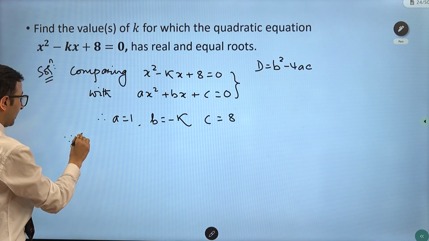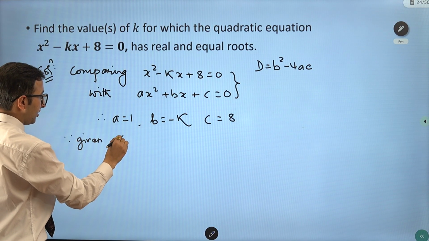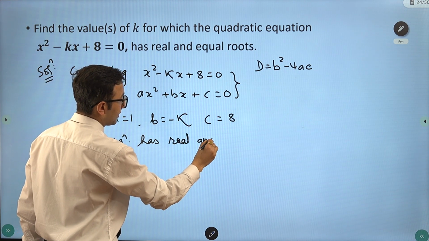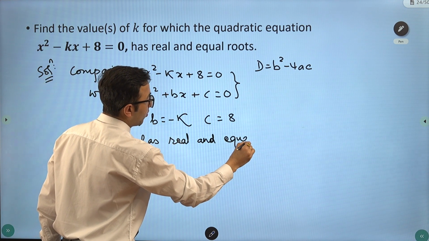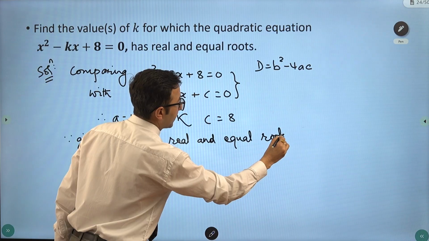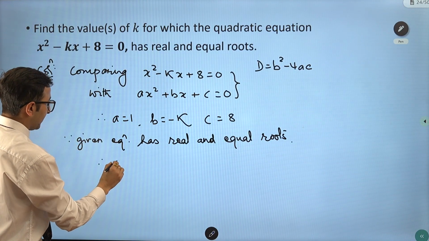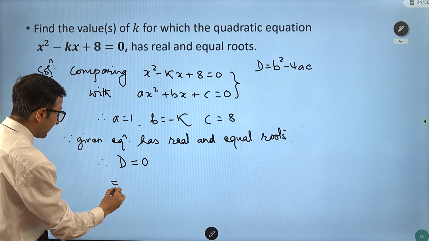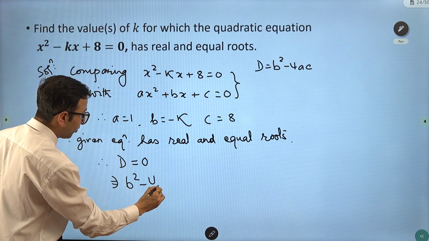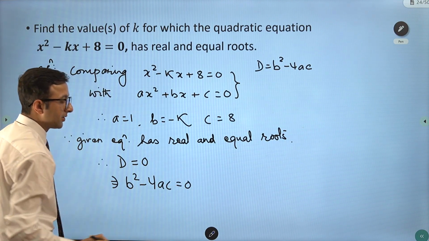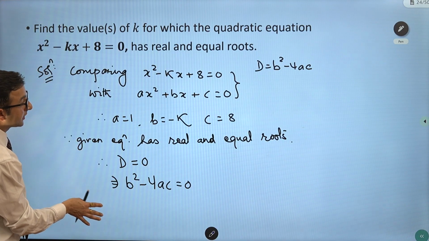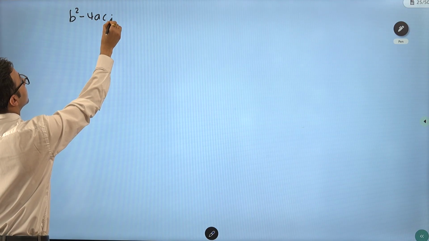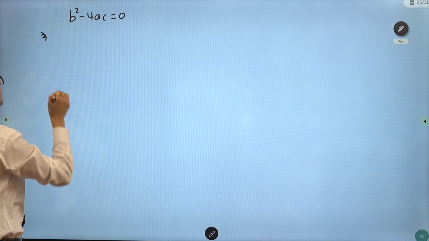Since the given equation has real and equal roots, therefore D is equals to 0. That D is discriminant, which implies b square minus 4ac is equals to 0. Now we'll be doing it in the next page. b square minus 4ac is equals to 0. We will put the respective values of a, b, c.